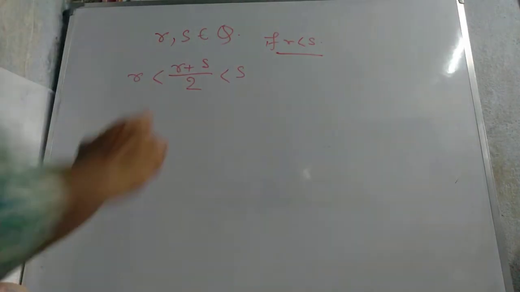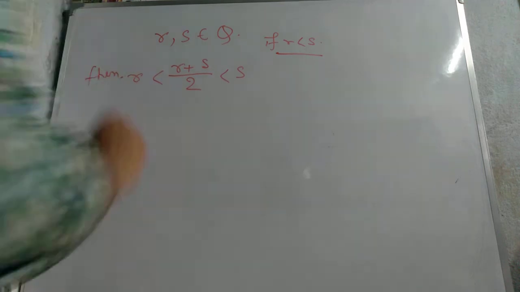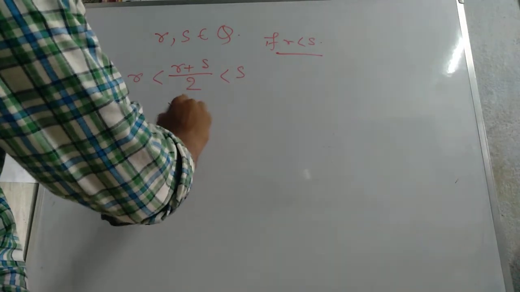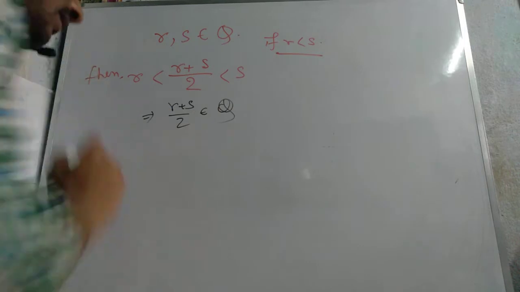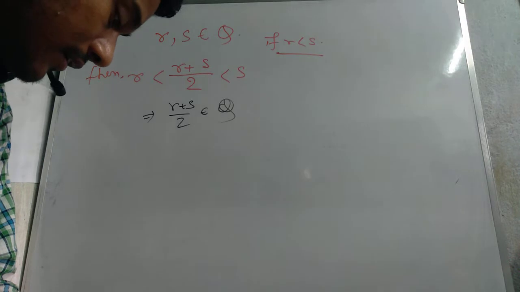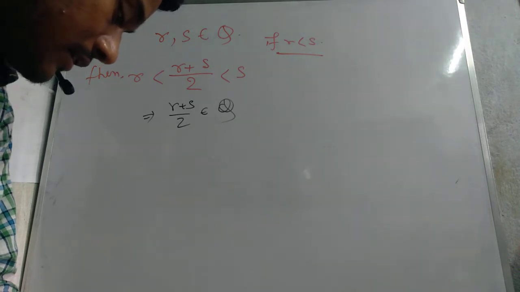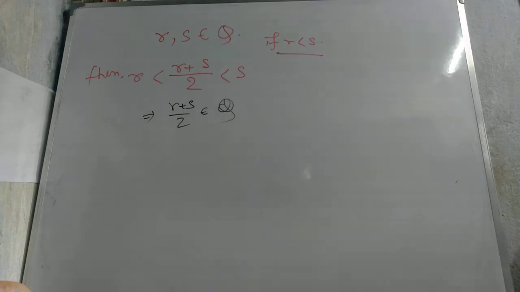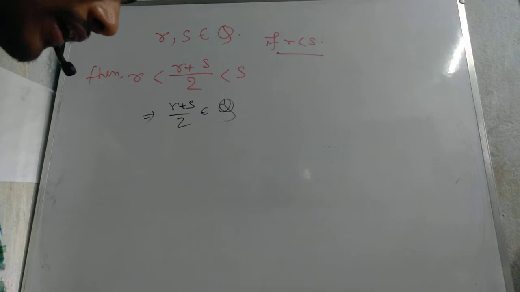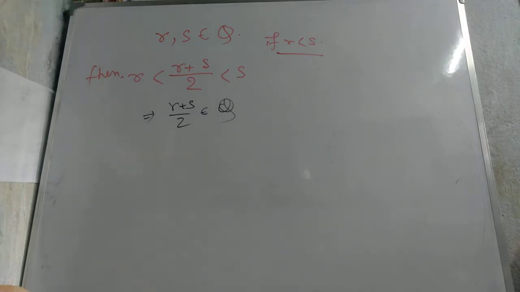Okay, if r is less than s, this holds, and obviously two different numbers means either r is greater than s or r is less than s. We construct here r less than s, then this is found, so obviously (r + s)/2 belongs to Q. Then we have shown that between any two rational numbers, infinitely many rational numbers exist.